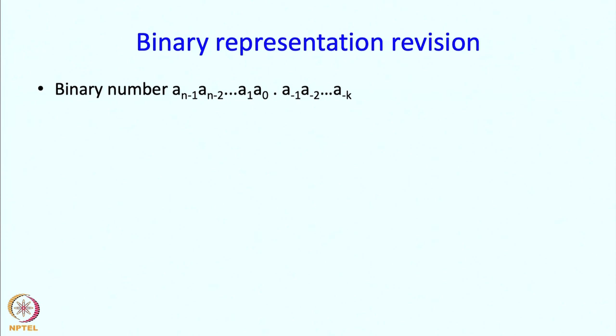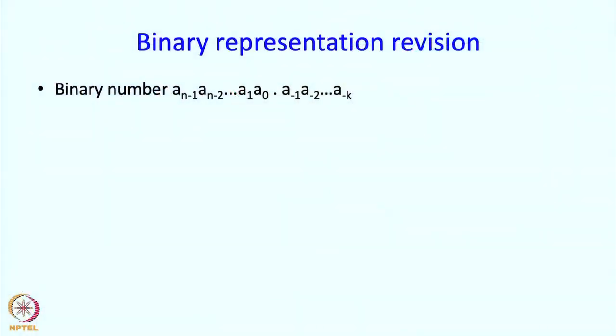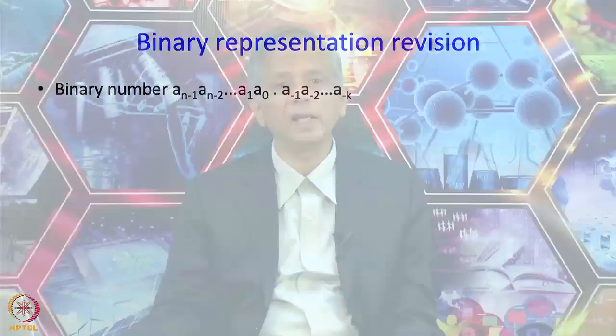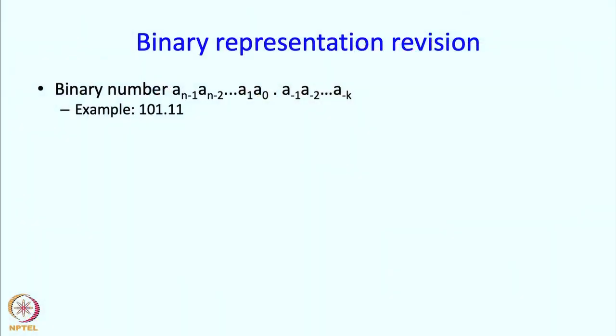So, I have been talking about binary representation, but here is a quick revision of what binary representation really is. A binary number is a sequence of bits or binary digits. A binary digit is 0 or 1. So I might have bits a_{n-1}, a_{n-2}, a_1, a_0 and so on. And in fact, there is a point there, which we should probably call a binary point. And then the digits following that I have numbered a_{-1}, a_{-2}, a_{-k}. In fact, the subscript indicates the significance of that digit. As an example, I might have a binary number 101.11.